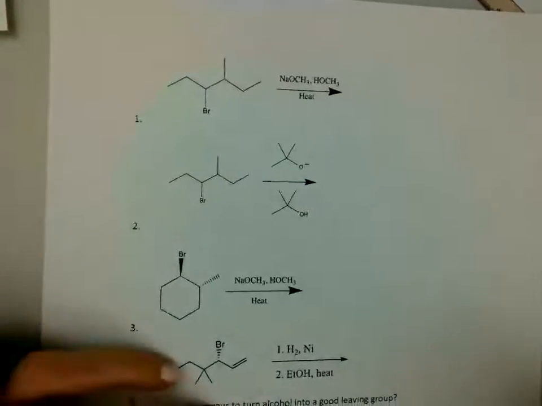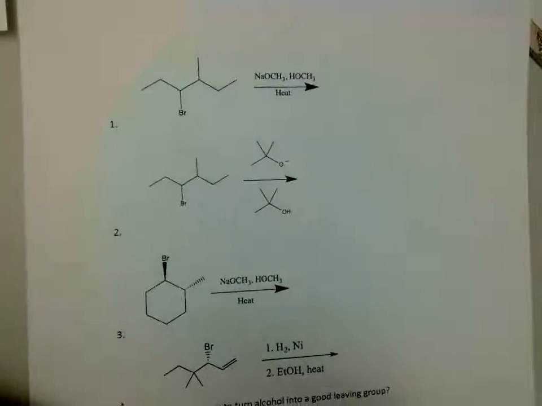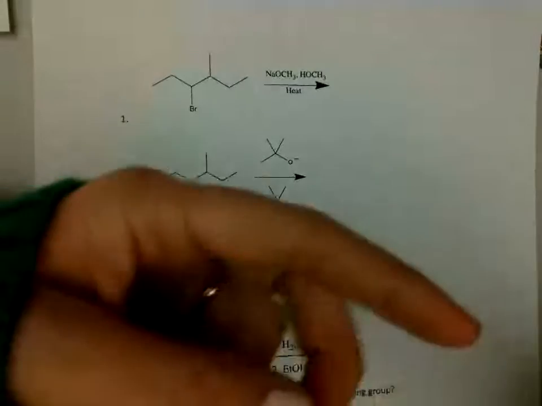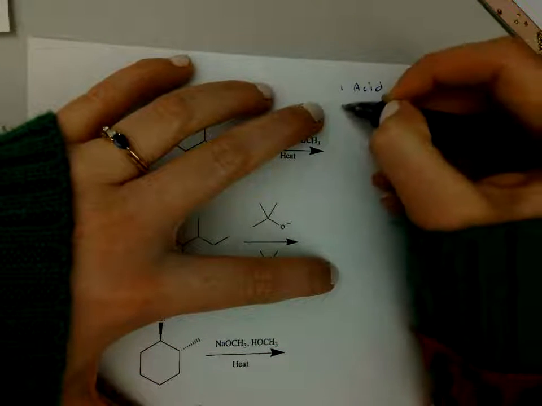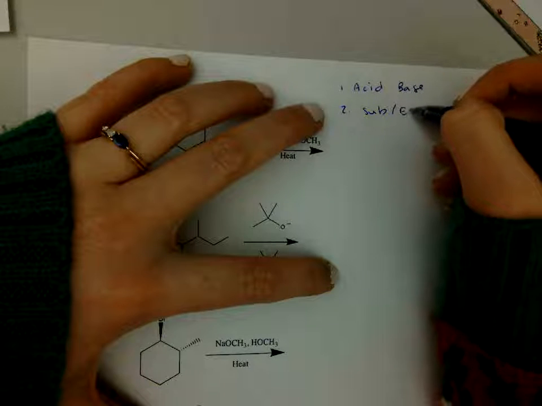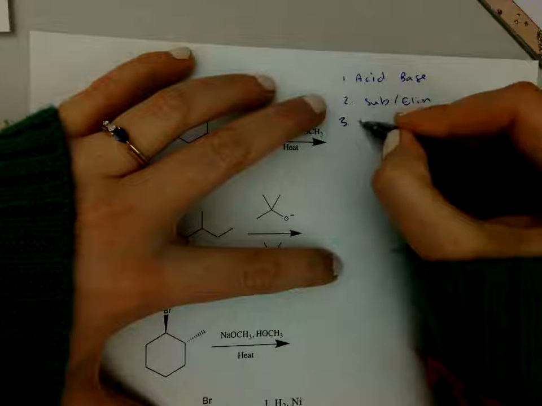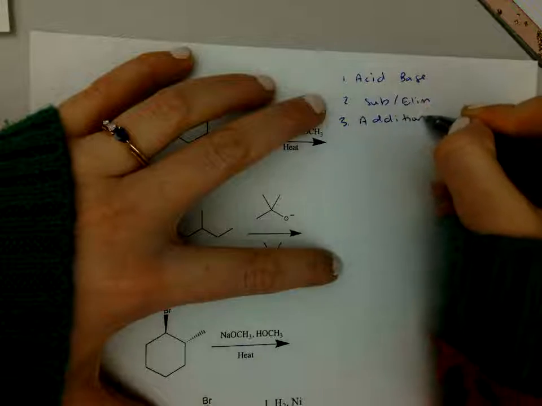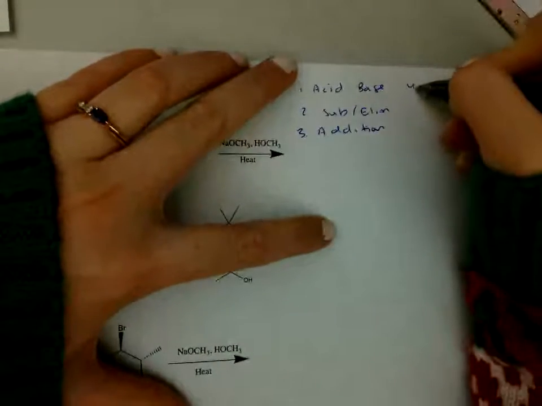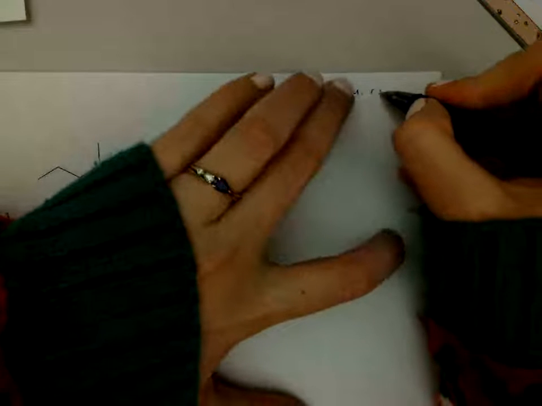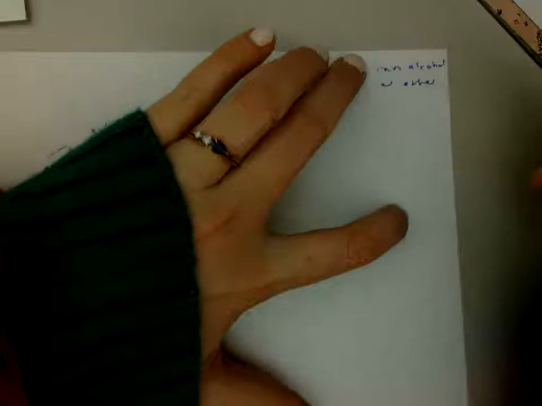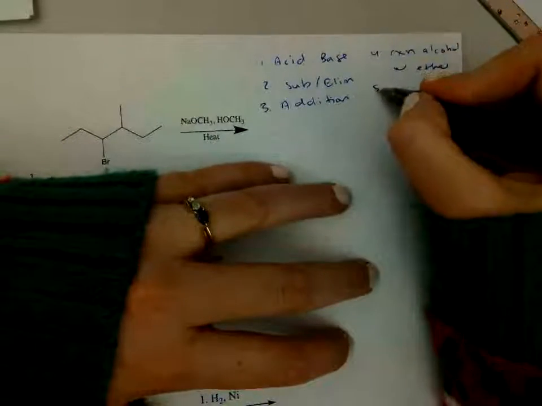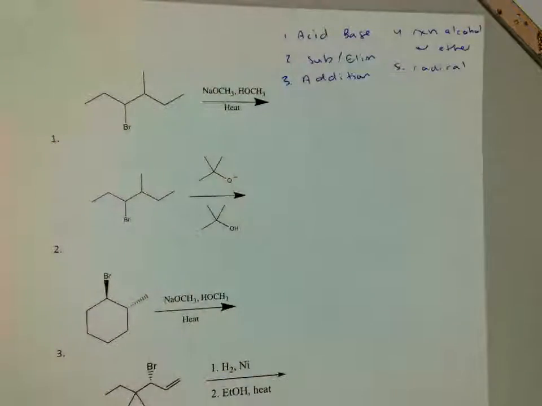And the first question I always ask myself is, is this an acid-base reaction? If it's not an acid-base reaction question, then I ask myself, I'll just write these down, substitution, elimination. If it's not one of those, then is it an addition reaction, something we learned in chapter 8? If not, then is it a reaction of alcohols or ethers? That's something we learned in chapter 11. And then is it a radical reaction? What we learned in chapter 10. So those are the big things you have to ask yourself.